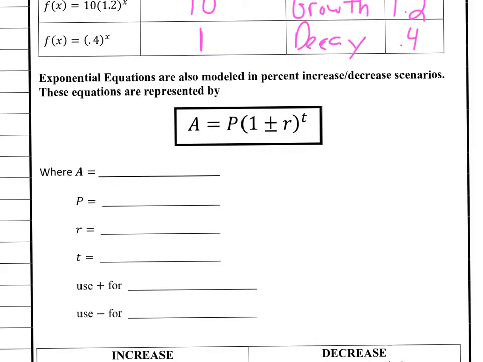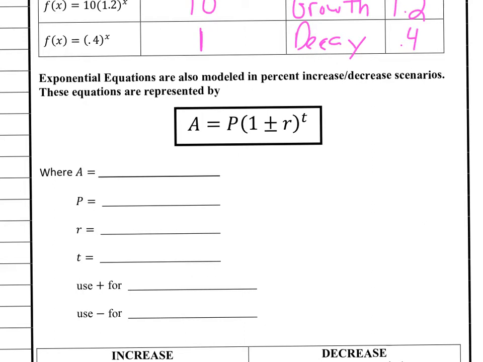So, exponential equations are also modeled in percent increase and decrease scenarios, okay? And those equations are represented by a slightly different formula, although it's kind of the same thing, but we can tell what is the percent increase or what is the percent decrease that's going on. So we need to understand all parts of this, and this formula I don't believe is given to you, so you need to get to know this one, unfortunately, pretty well.